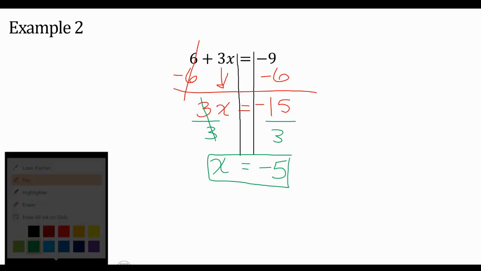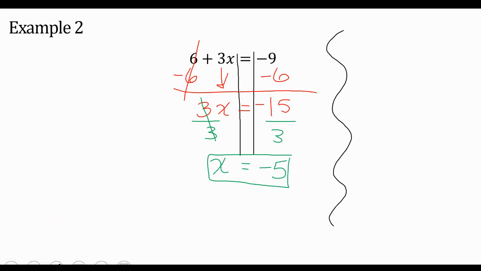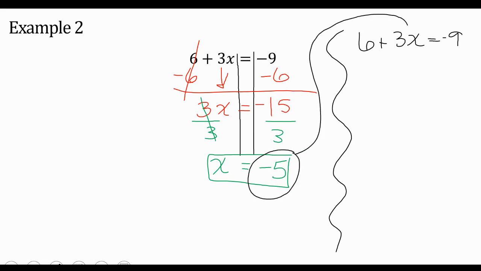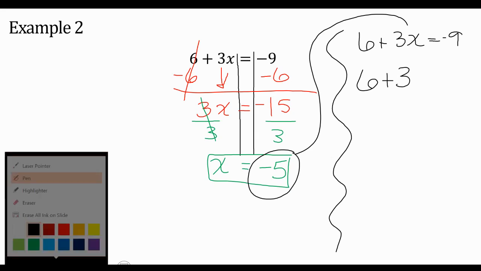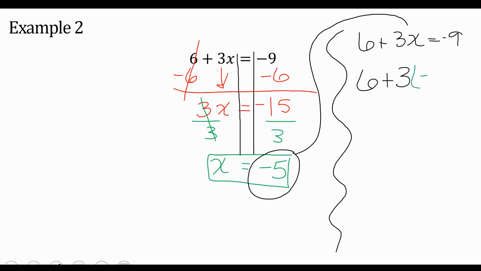Now to check this, we can substitute it. So I'm going to just do that real quick on the side. So we had 6 plus 3x equals -9. I'm going to plug -5 in for x to see what we get. So 6 plus 3, instead of writing x, I'm substituting and I'm writing -5. Very similar to when we were evaluating expressions. And let's see if that gives us -9.